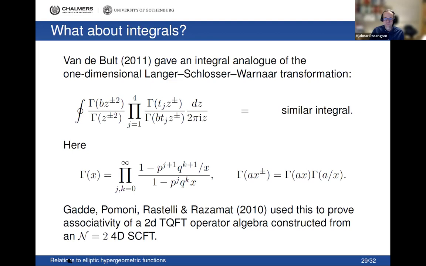And then this theory has some operator algebra associated to it. And to prove that that algebra is actually associative, that reduces to the van der Bult integral identity. So there seem to be some pretty deep connections to physics here. And you can say some similar things about the other one I showed you.